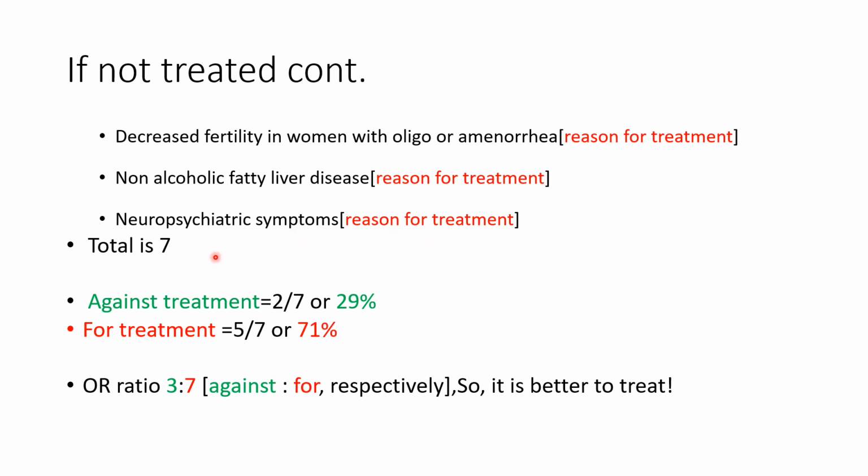So the total is 7 points, and for those who don't want to treat, we have a positive argument of 2 out of 7, which will be 29%, and those who want to treat, based on the points I was able to gather, will have 5 out of 7, that is 71%, or a ratio of 3 to 7, against and for, respectively. So 3 to 7 as the ratio. So it is better to treat. That is the conclusion from our end.